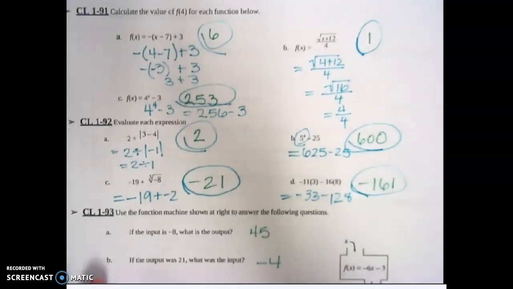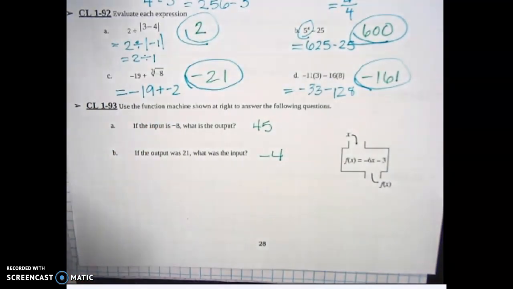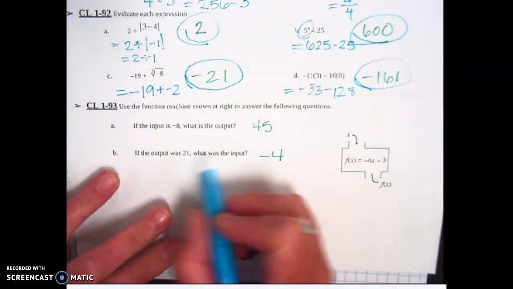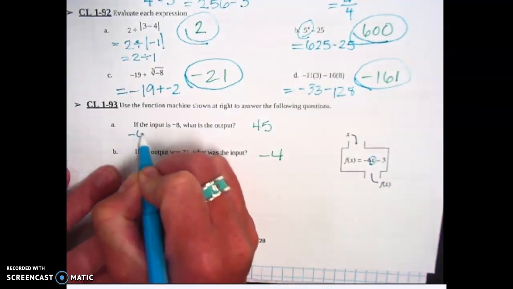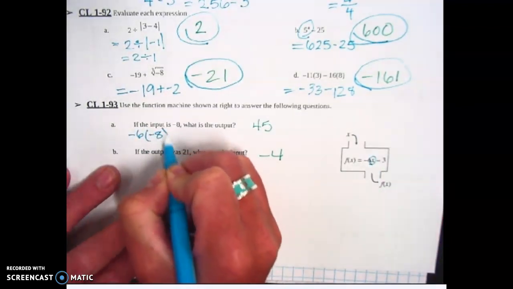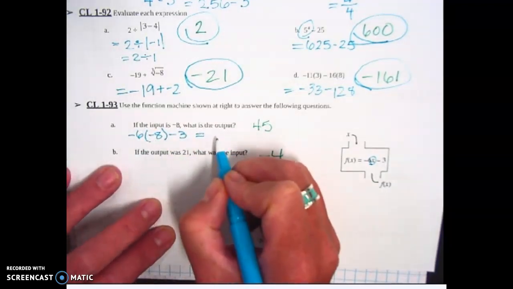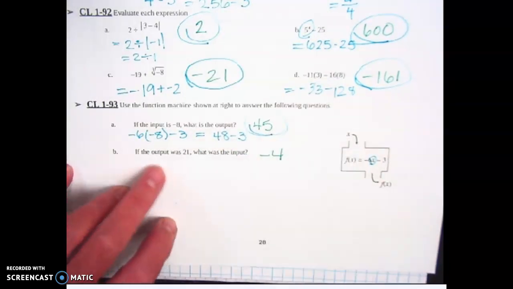And the last question, closure 193, use the function machine shown at the right to answer the following questions. If the input is negative 8, what is the output? So you're going to put negative 8 right in here for x. So you're going to have negative 6 times negative 8 minus 3. You're going to multiply the negative 6 times the negative 8 first, which is 48. So 48 minus 3 is 45.